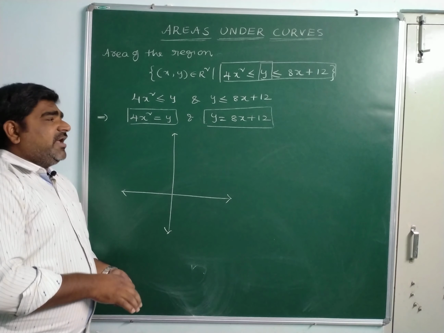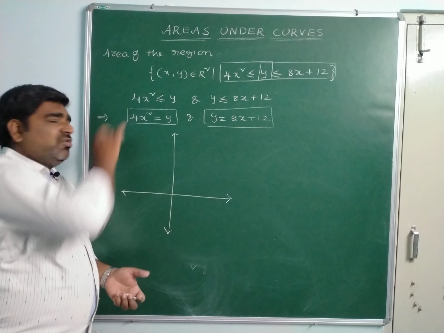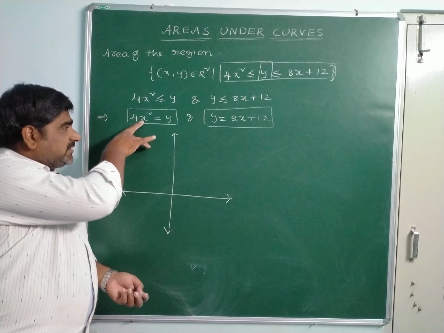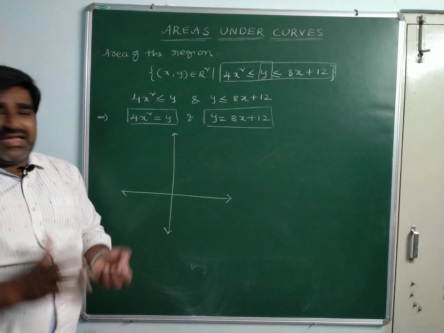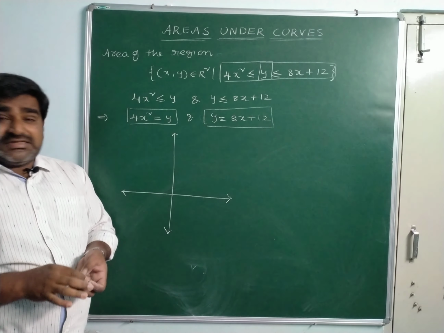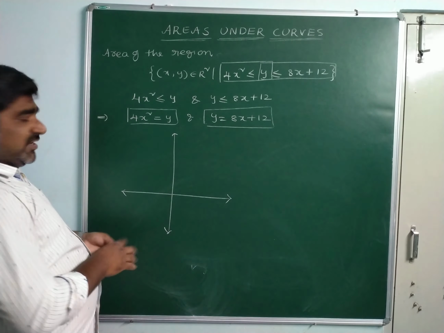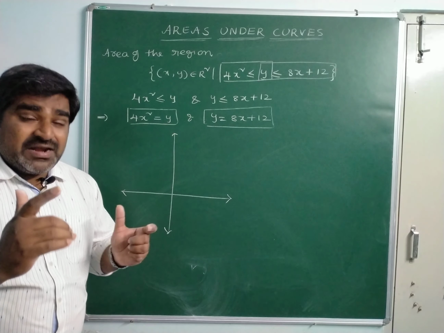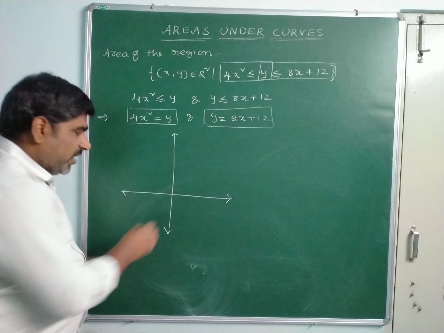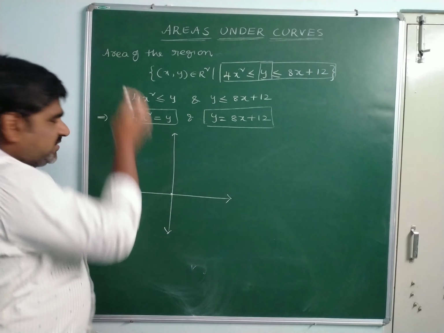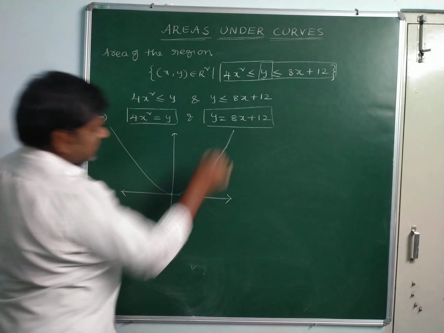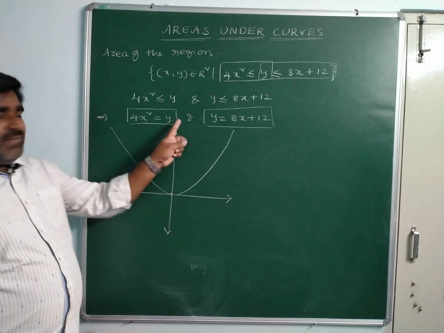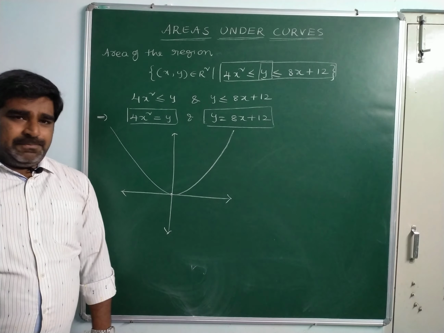So for your convenience, I am going to read like this: x square equal to 1 by 4 into y. In which form is it? X square equal to 4ay. So x square is equal to 4ay represents a parabola whose vertex is at 0, 0, and it is upwards. So the parabola should be like this. This is the parabola for x square equal to y.